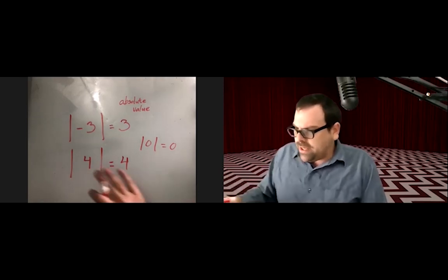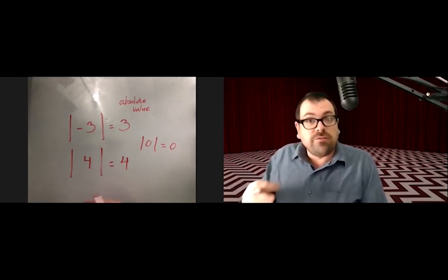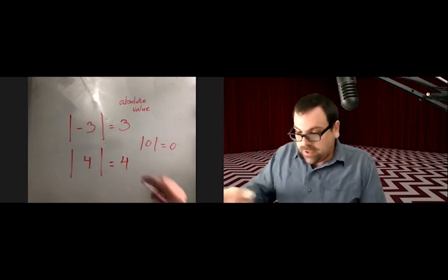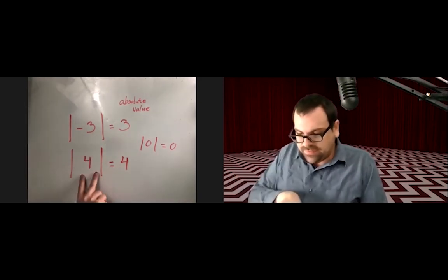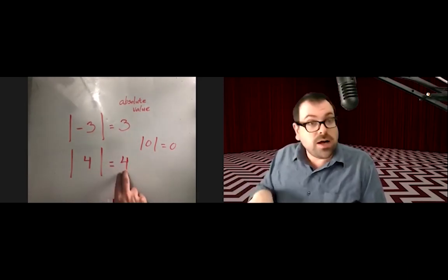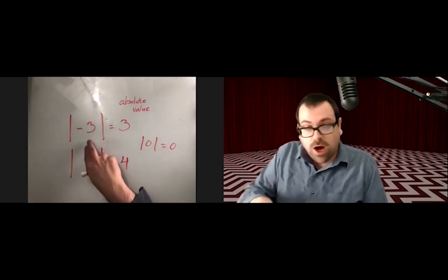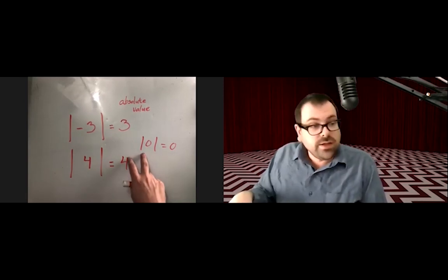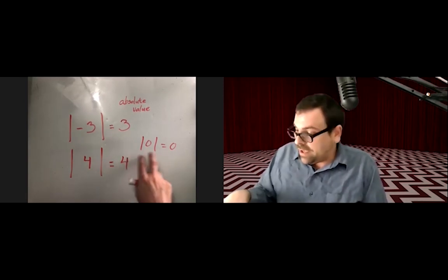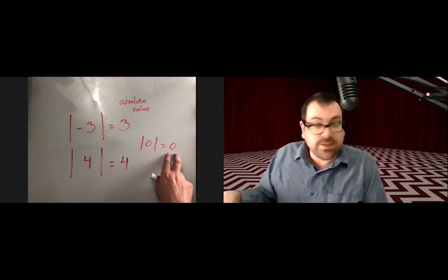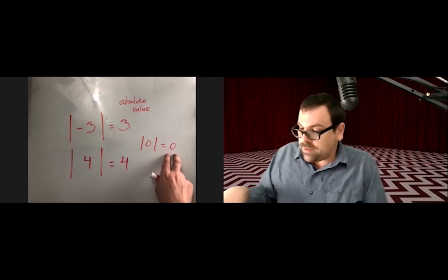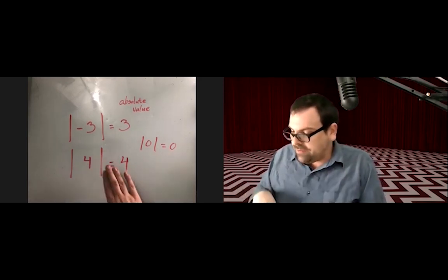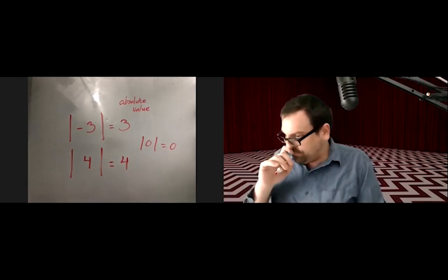So notice what that means is that an absolute value can never be negative, because the absolute value of negatives and positives are both positive, and the only other option, if it's not negative and if it's not positive, it must be 0. The absolute value of 0 is 0. So an absolute value can never be negative.